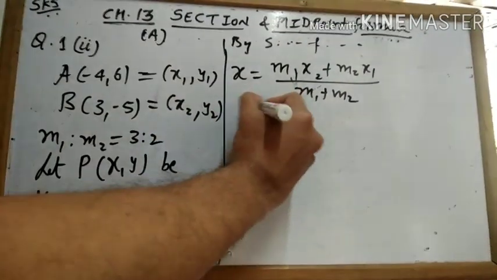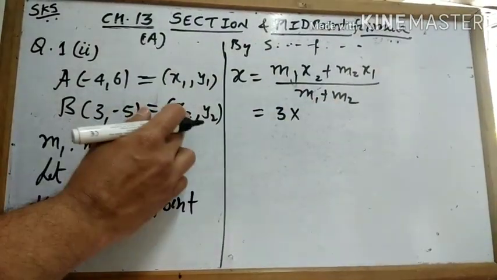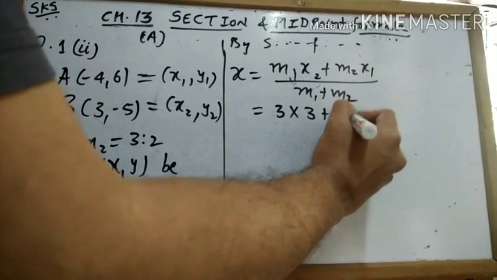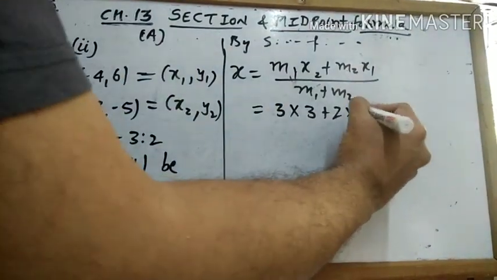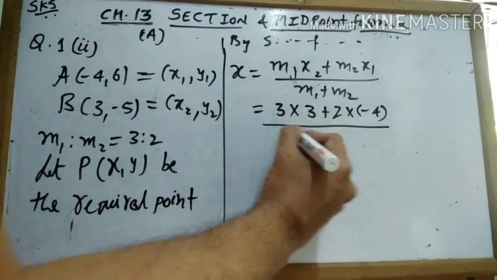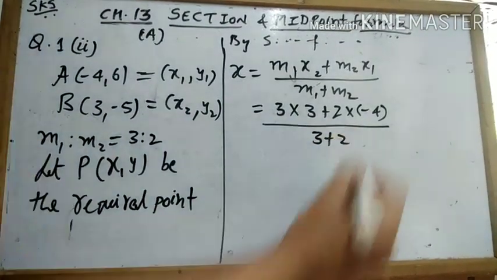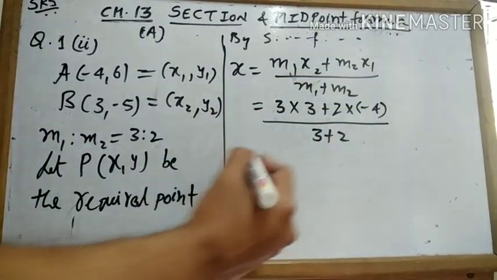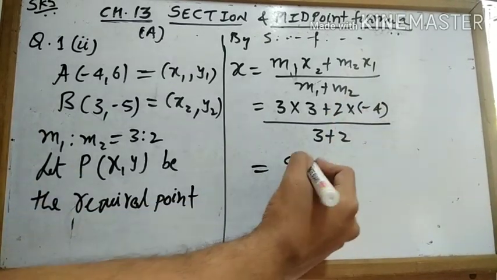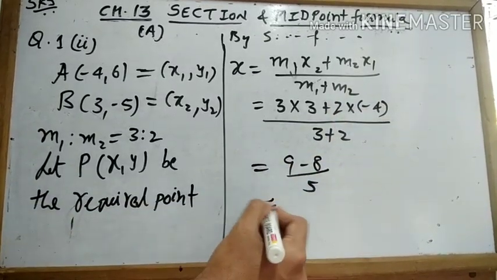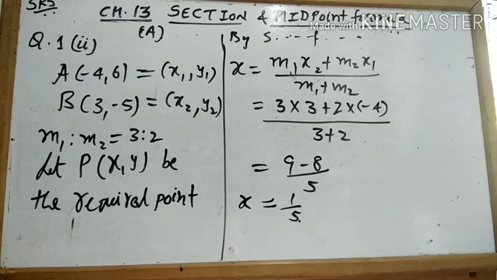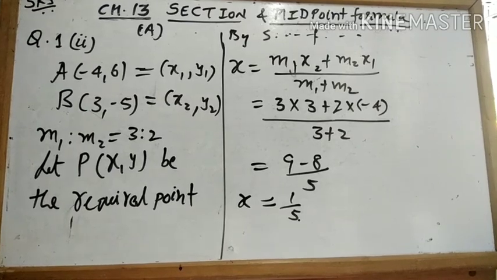m1 represents 3, x2 represents 3, m2 represents 2, x1 represents -4. You have to be very careful with signs also. Sometimes due to sign you may lose your marks. The ratio is 3:2, so m1 plus m2 will be 3 plus 2. Now 3 3s are 9, 9 minus 8 over 5. So the x coordinate is 1/5. Similarly, you can calculate the y coordinate of point P, and then write the final answer.